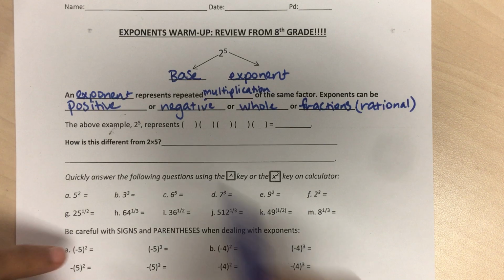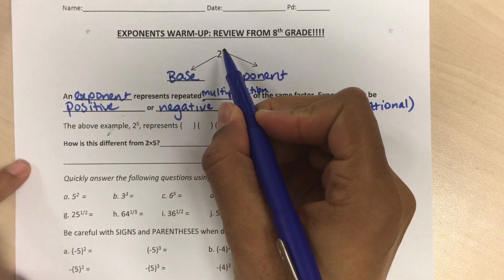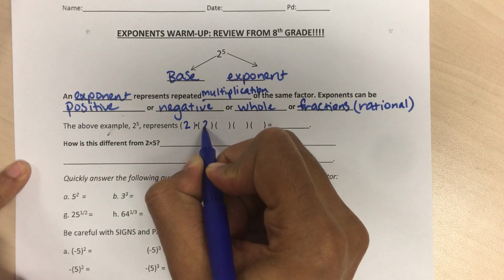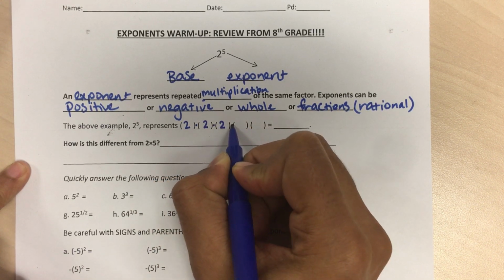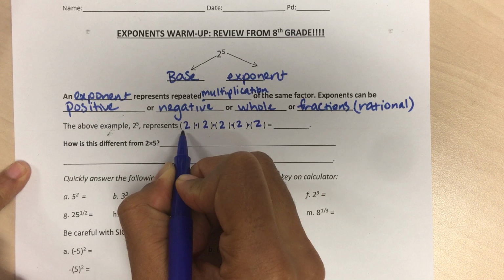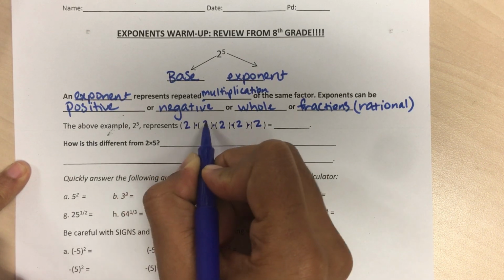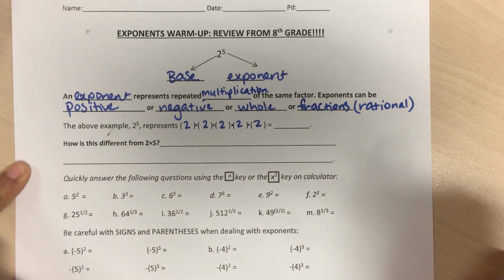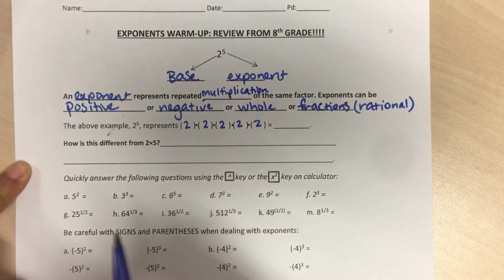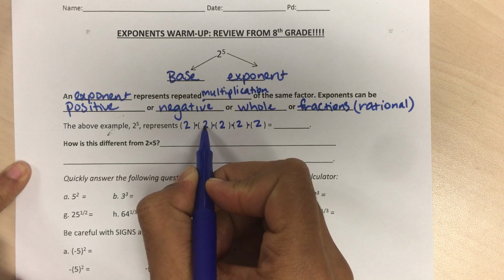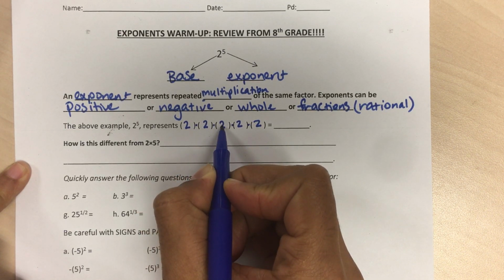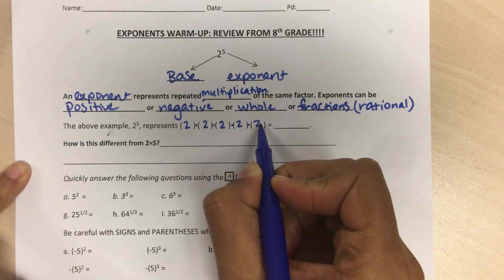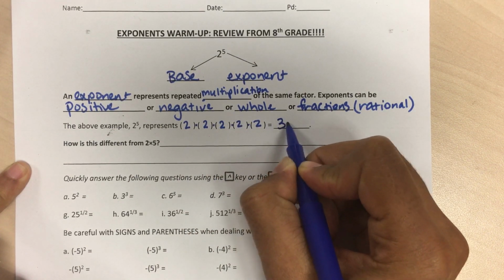Now, in this above example that I gave you, 2 to the 5th power represents 2 times 2 times 2 times 2 times 2. I'm multiplying the 2 how many times? 1, 2, 3, 4, 5 times. And what does that give me? It's not 10. It's not 2 times 5. It's 2 times 2 is 4. Times 2 is 8. Times 2 is 16. Times 2 is 32.